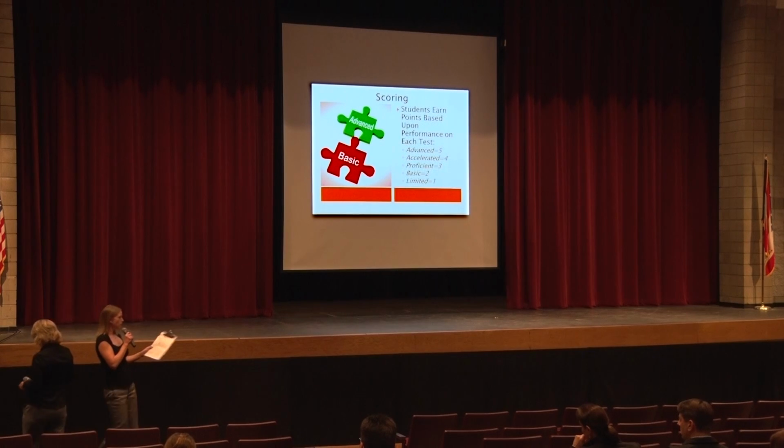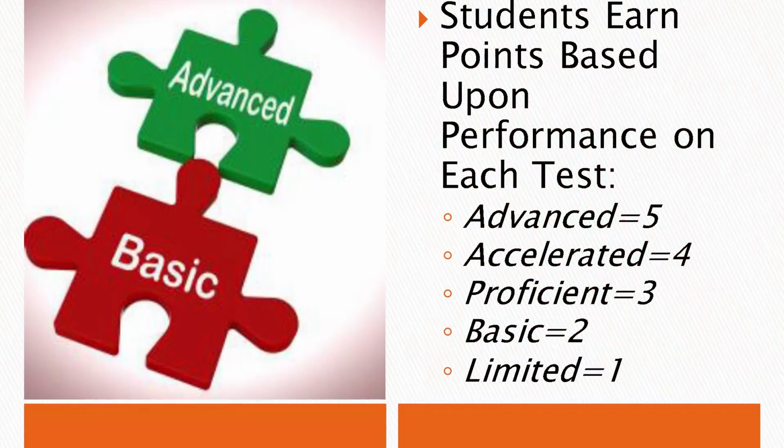Okay, so on your sheet you have a thing that says performance level and graduation points. It's pretty self-explanatory. So if your child receives a score of a 1, it's considered to be limited. A score of a 2 is basic. 3 is proficient, 4 is accelerated, and 5 is advanced. So any score of proficient or 3 or above is considered passing in that regard.